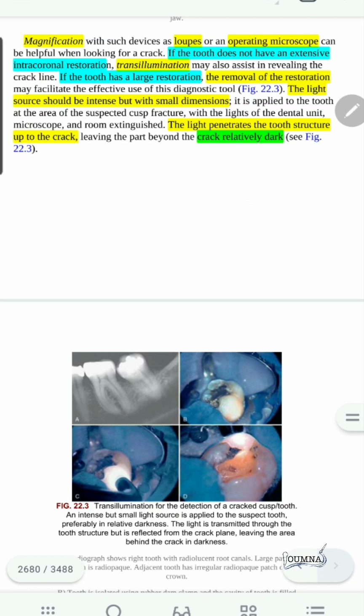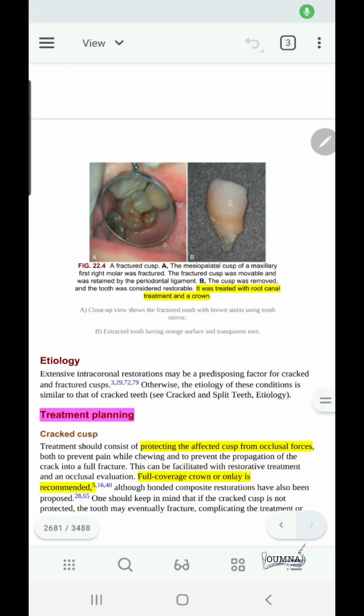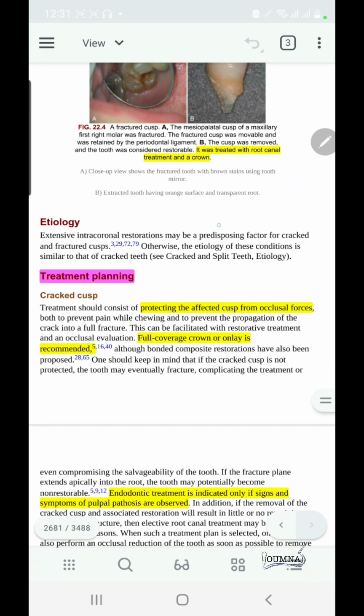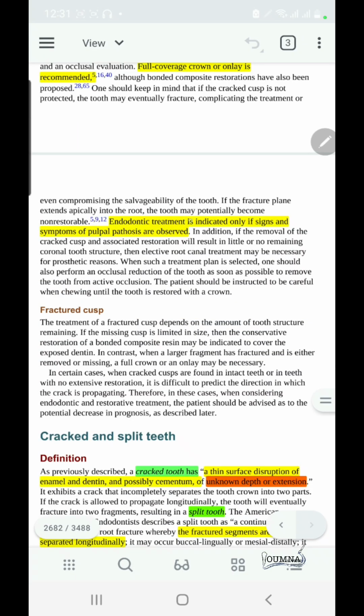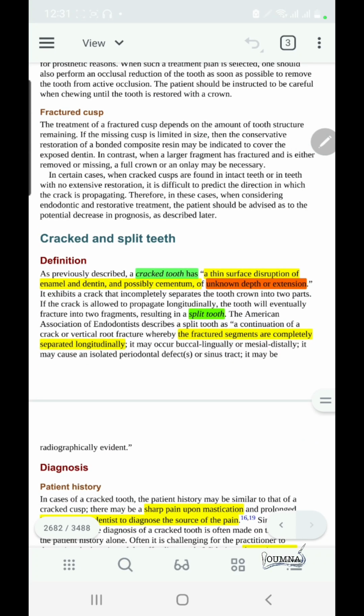If the crack did not reach the pulp chamber, we can do a full crown, and we must tell the patient about the prognosis of the tooth, that it may develop to an irreversible pulpitis. For example, here, the mesiopalatal cusp was fractured, so we removed it and did a root canal treatment and covered the whole tooth with a full crown. We do the endo treatment where there are signs and symptoms of pulp pathosis.